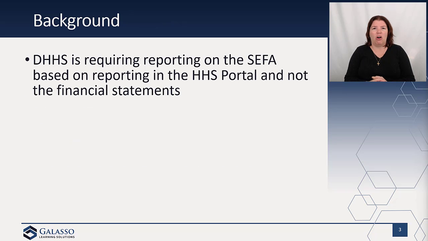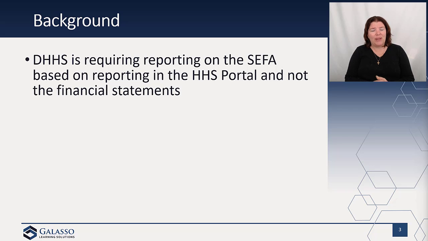However, unlike all of the other funds that are in there for federal funding, DHHS said it's not based on when you spend the money, like we normally do. It's basing its reporting on whether it's been reported in the DHHS portal and not based on reporting on the financial statements. And so the general rule for reporting on the schedule of expenditures of federal awards is the amount is reported when it has been expended, right? When the expenditure has been incurred during the entity's fiscal year, and then we're able to tie that back to the SEFA based on that.